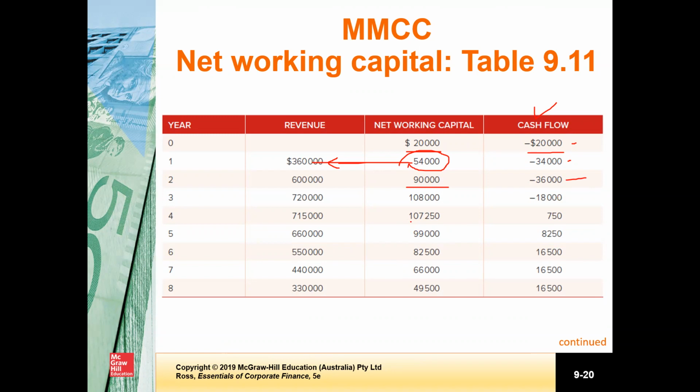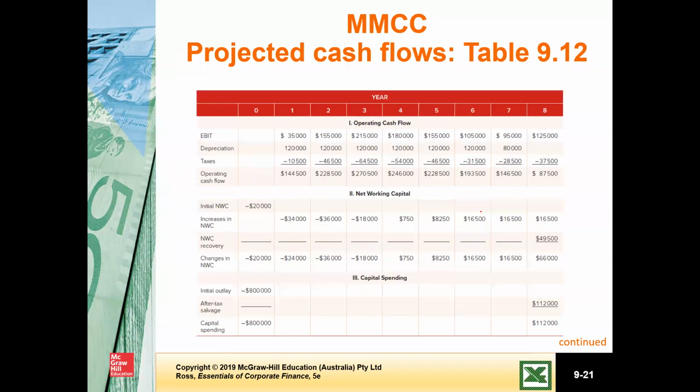However, when you come to year 4, look, your requirement is 107,250, right? And you will see that you have already invested more than that. And that's why you recover some of your working capital investment. So for the rest of the project's life, you have cash inflow coming back because you don't need that amount of net working capital anymore. So this cash flow will come into your project cash flow evaluation. So that's your projected cash flow.